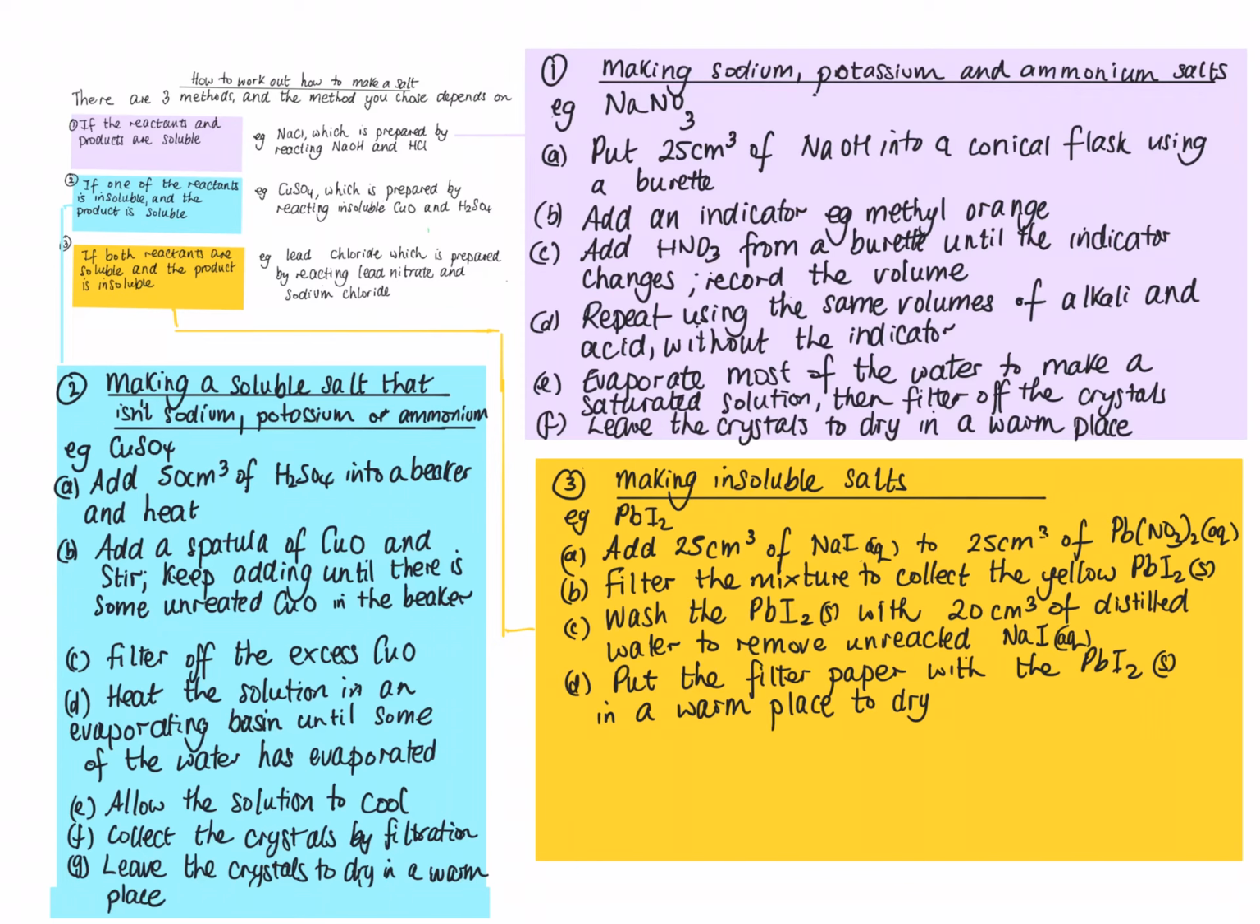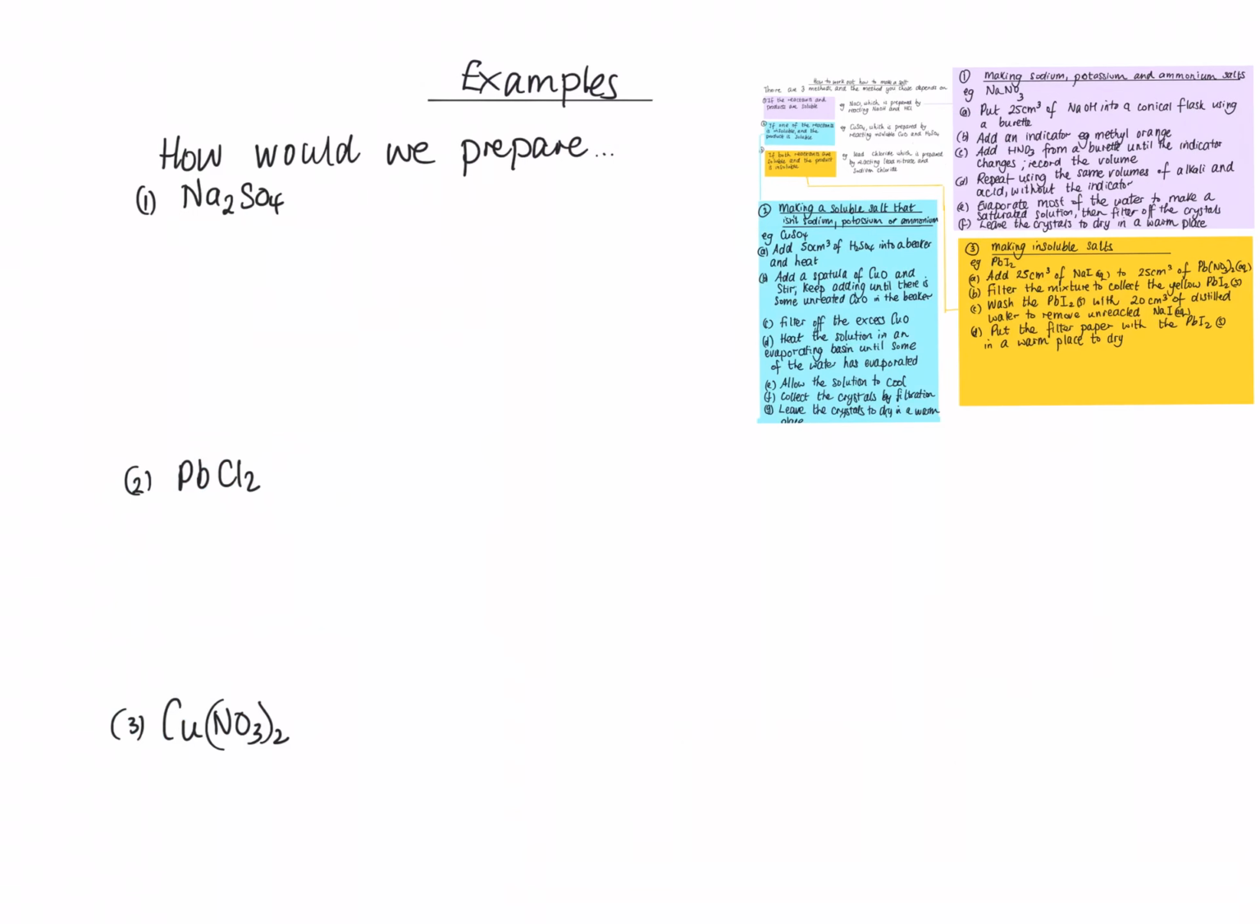So here are the three different methods that you need to know how to prepare a salt. Making a sodium, potassium, or ammonium salt uses this method, which is a titration. Making a soluble salt that isn't sodium, potassium, or ammonium uses this method. And making an insoluble salt uses this method. So let's look at some examples.